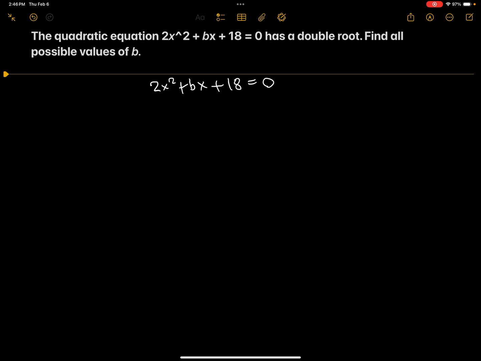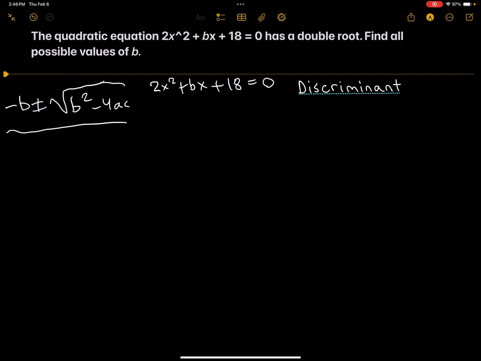They want to know everything b could be, and this is going to be a very important application of something called the discriminant, an aspect of the quadratic formula. As a quick review, the quadratic formula allows us to solve quadratic equations quickly and efficiently. This is the quadratic formula: negative b plus or minus the square root of b squared minus 4ac, all over 2a. The square root of b squared minus 4ac is the discriminant.